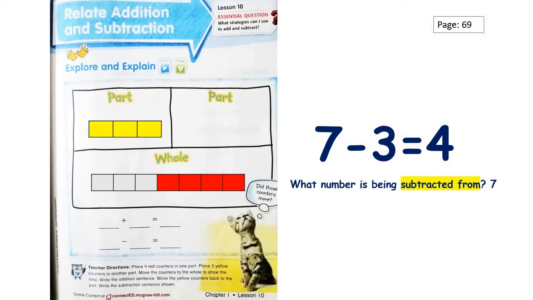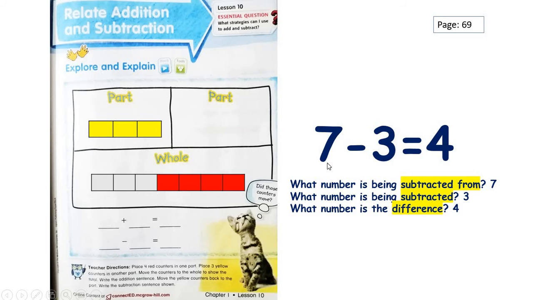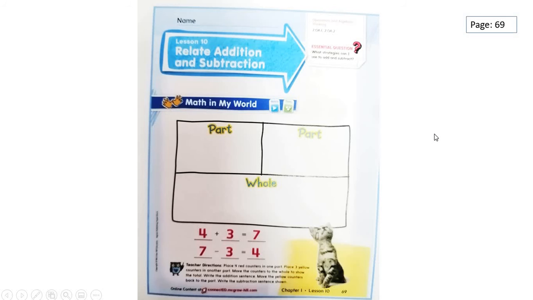So now, again, what number is being subtracted from? It should be the whole, which is 7 in our example. And what number is being subtracted, which is the first part here? In our example, it should be 3. And the last question, what number is the difference? It's the result of this subtraction process, which is 4. Okay, now please check your answers in your book. It should be like this, okay?